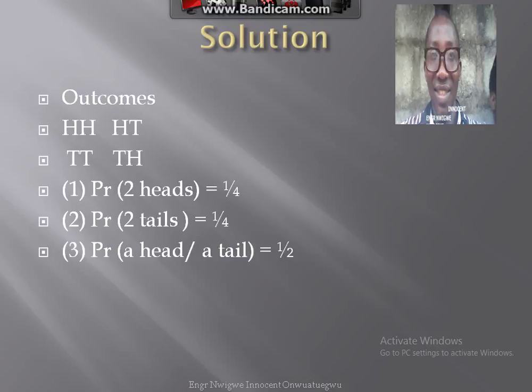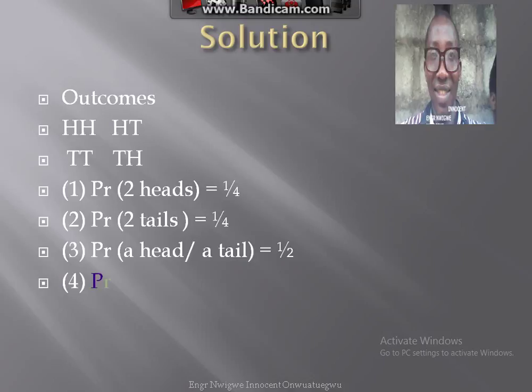3. The probability for a head and a tail. Since we have a head and a tail appearing in 2 places, we have the number of possible outcomes, which is 2, over the total number of outcomes, which is 4. If we cancel out, we are left with half.